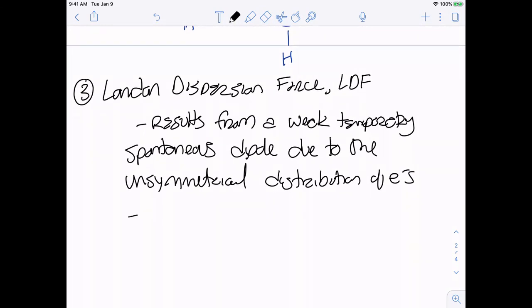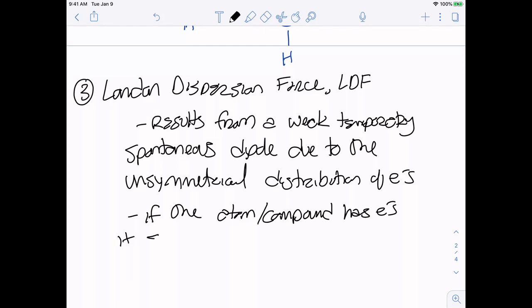So if the atom or compound has electrons, it experiences this force.